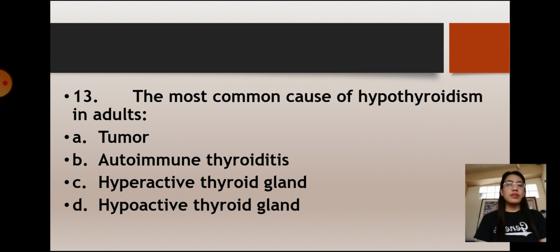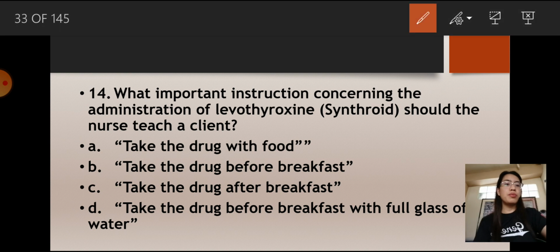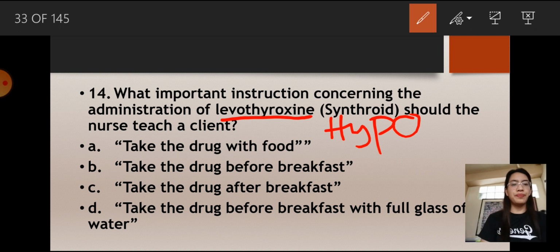So, for number 13, again, the answer is autoimmune thyroiditis, also known as Hashimoto's thyroiditis. Number 14, what important instruction concerning the administration of levothyroxine should the nurse teach? Levothyroxine, para kanino ang levo? This is for hypo. Para ito sa taong masyadong bagsak ang metabolism. So, binibigay mo yan para pataasin ang kanilang T3 and T4.